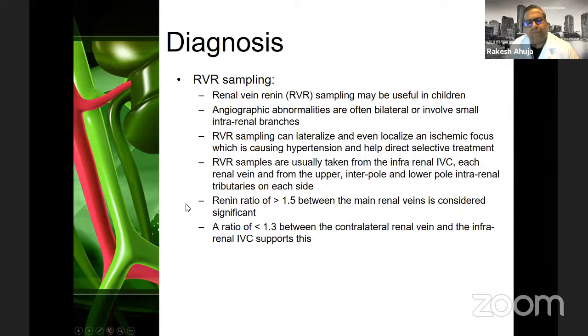Next up is RVR, which is renal vein renin sampling. It's done to lateralize and localize the ischemic focus, which could be causing hypertension, and help direct the selective treatment. Samples are taken from the infrarenal IVC, each renal vein, and from the upper pole and lower pole intrarenal tributaries on each side. And if there is a renin ratio of more than 1.5 between main renal veins, that's considered significant.